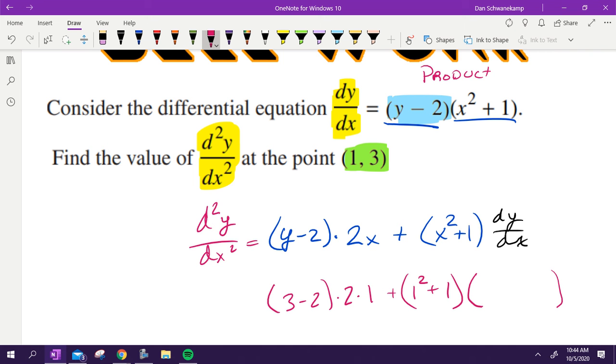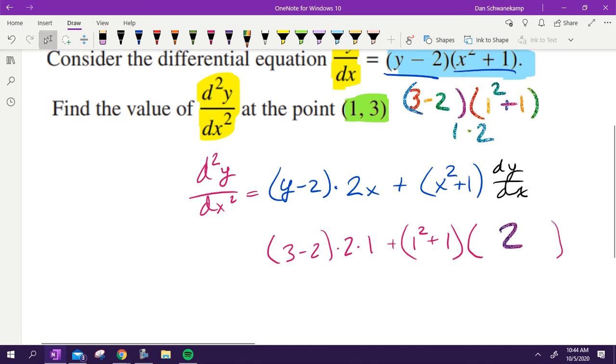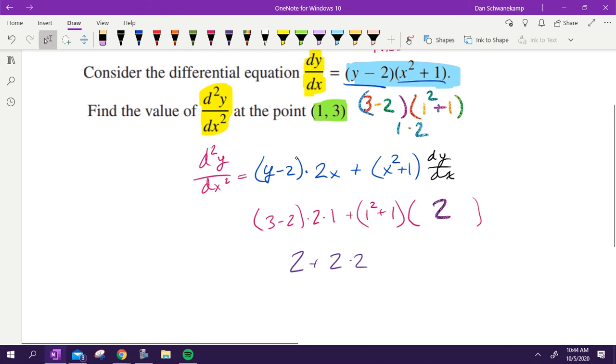How can I figure out what dy/dx is going to be? The original equation. I got it right here. It tells you right here what dy/dx is going to be. All I have to do is plug in 3 and 1 into this guy. So it's (3 minus 2) times (1 squared plus 1). 3 minus 2 is 1, times 2, that's 2. Plus 2 times 2, 4, plus 2. It's 6.